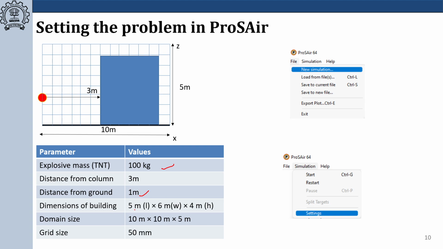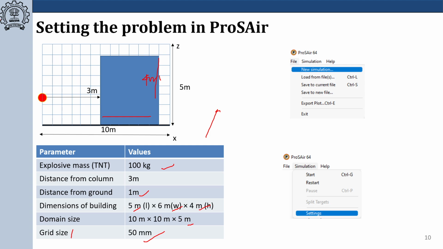And the dimensions of the structure I have taken are 5 meter, 6 meter and 4 meter. This one is 5 meter length and 6 meter width along the y direction, and Z is 4 meter. So these are the dimensions of the structure, and the domain size I have taken is 10 meter by 10 meter by 5 meter. So this is the total domain size, so that the entire structure and your blast charge are inside the domain. I have taken it such a way, and the grid size or the cell size I have taken is 50 mm in this case.